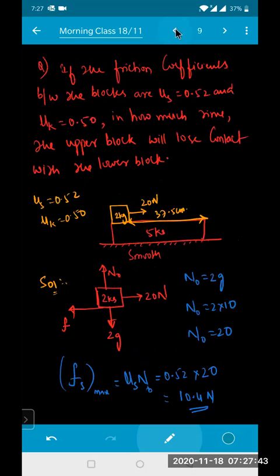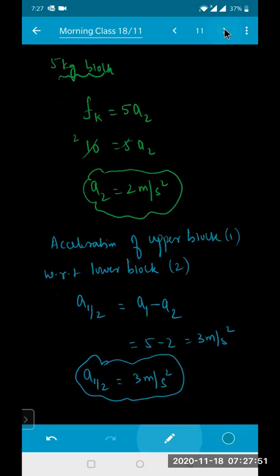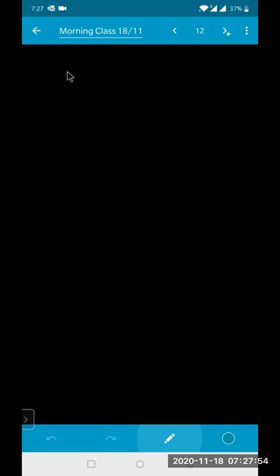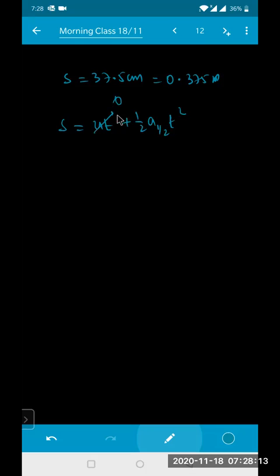But what is asked in the problem? Time taken. After how much time will the upper block lose the contact? To lose the contact, it must travel a certain distance. What is the distance it has been traveling? S is given in the problem as 37.5 centimeters. If I convert that into meters, it will be 0.375 meters. Use the relation S is equal to u into t plus half into acceleration of 1 with respect to 2 into t square. Initial velocity is 0. So 0.375 is equal to half into 3 into t square.